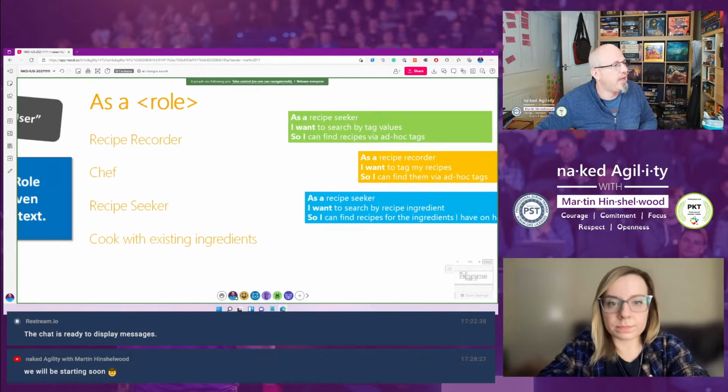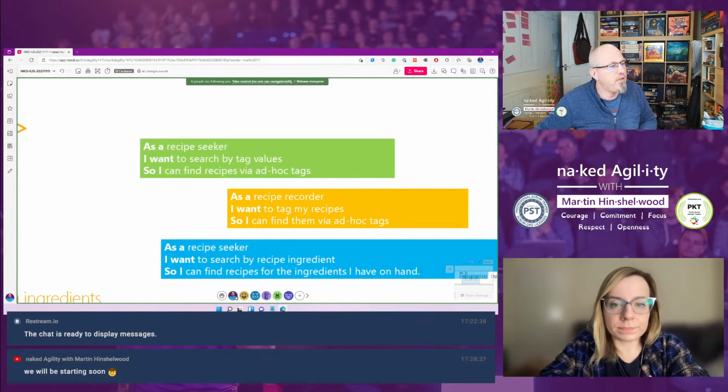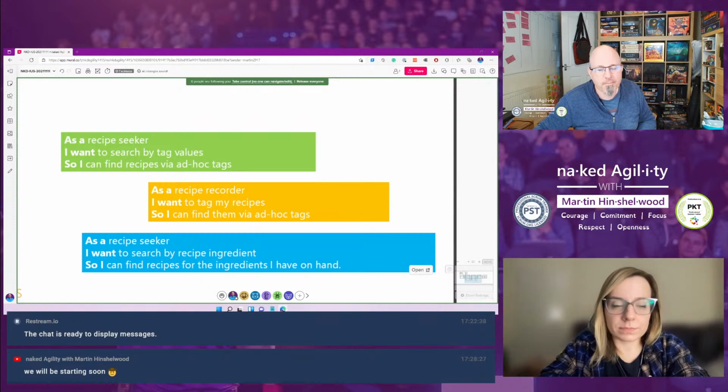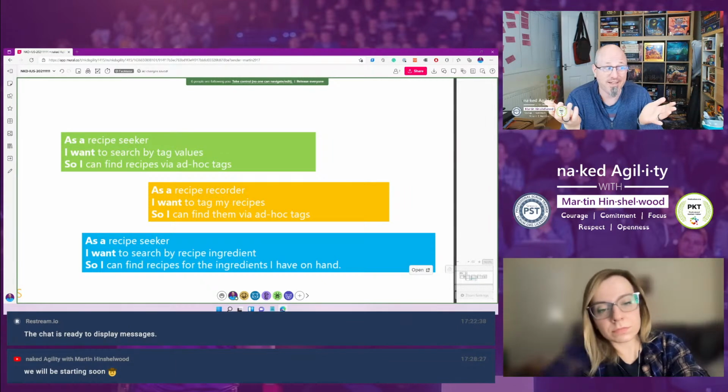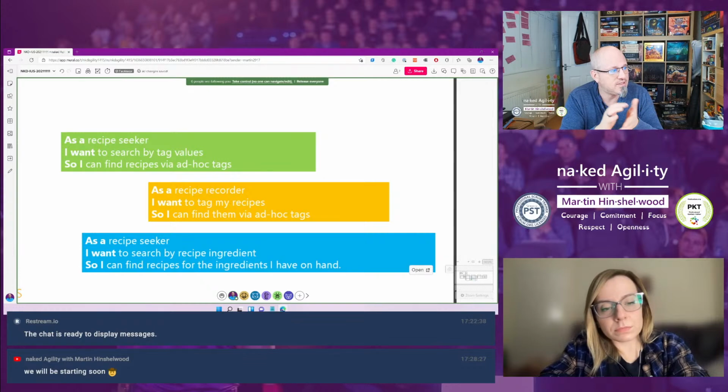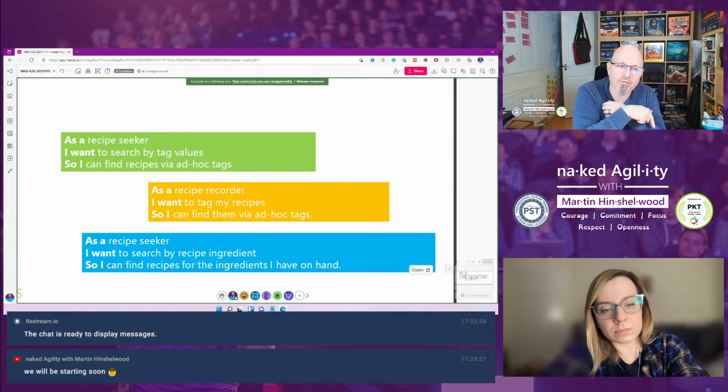So here's my 3 user stories that I've created. As a recipe seeker, I want to search by tag values so I can find recipes ad hoc. As a recipe recorder, I want to tag my recipes so I can find them via ad hoc tags. And as a recipe seeker, I want to search by recipe ingredient so that I can find recipes for the ingredients I have.